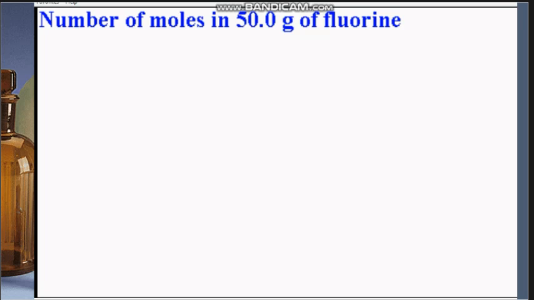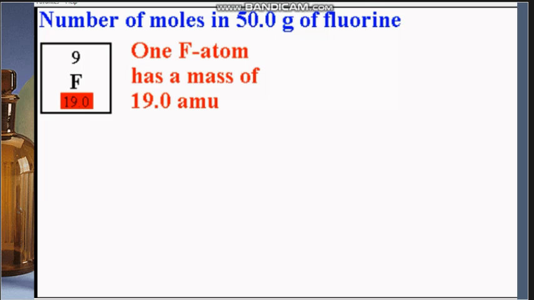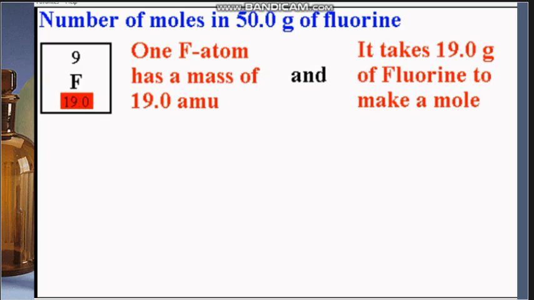If we're going to determine the number of moles in any sample, we need to look at the periodic chart. In this case, we're talking about a sample of fluorine. So let's look at fluorine's entry in the periodic chart. Here it is. There's a 19.0 under the F. What does that mean? Well, it actually means two things. First, it means one fluorine atom has a mass of 19.0 AMUs. That's the first meaning of that 19.0. But it also means something else. It also means that it takes 19.0 grams of fluorine to make a mole.